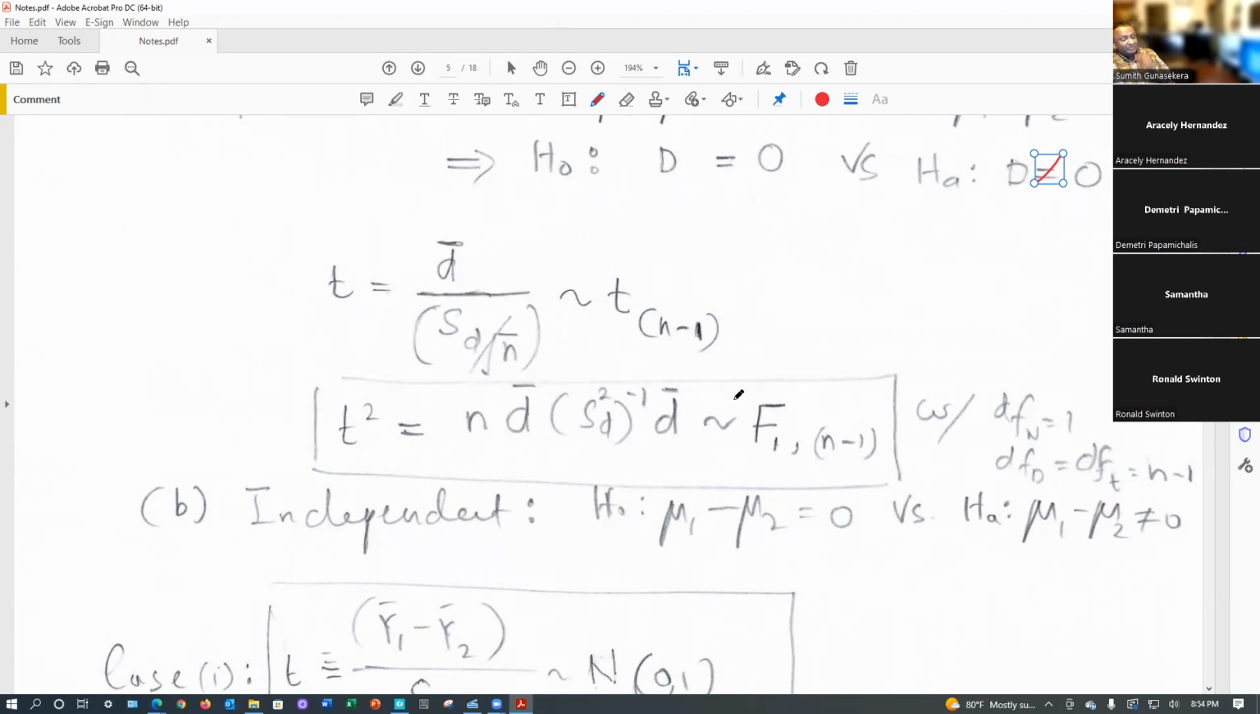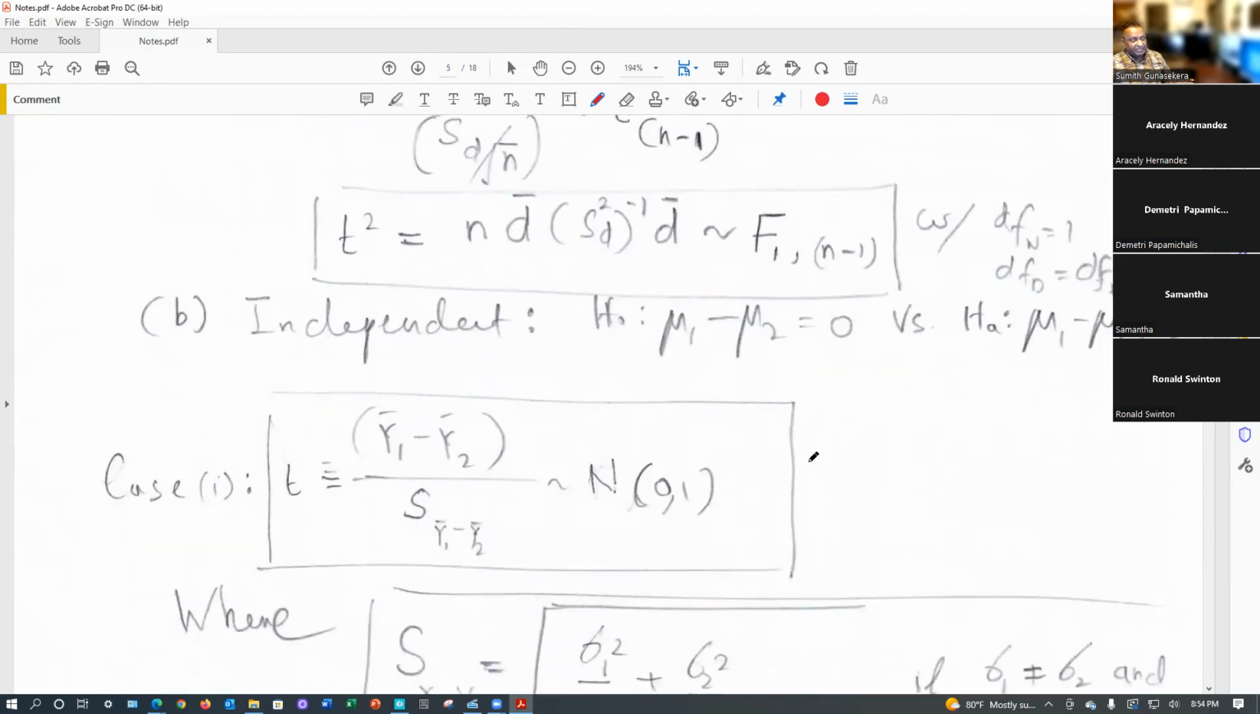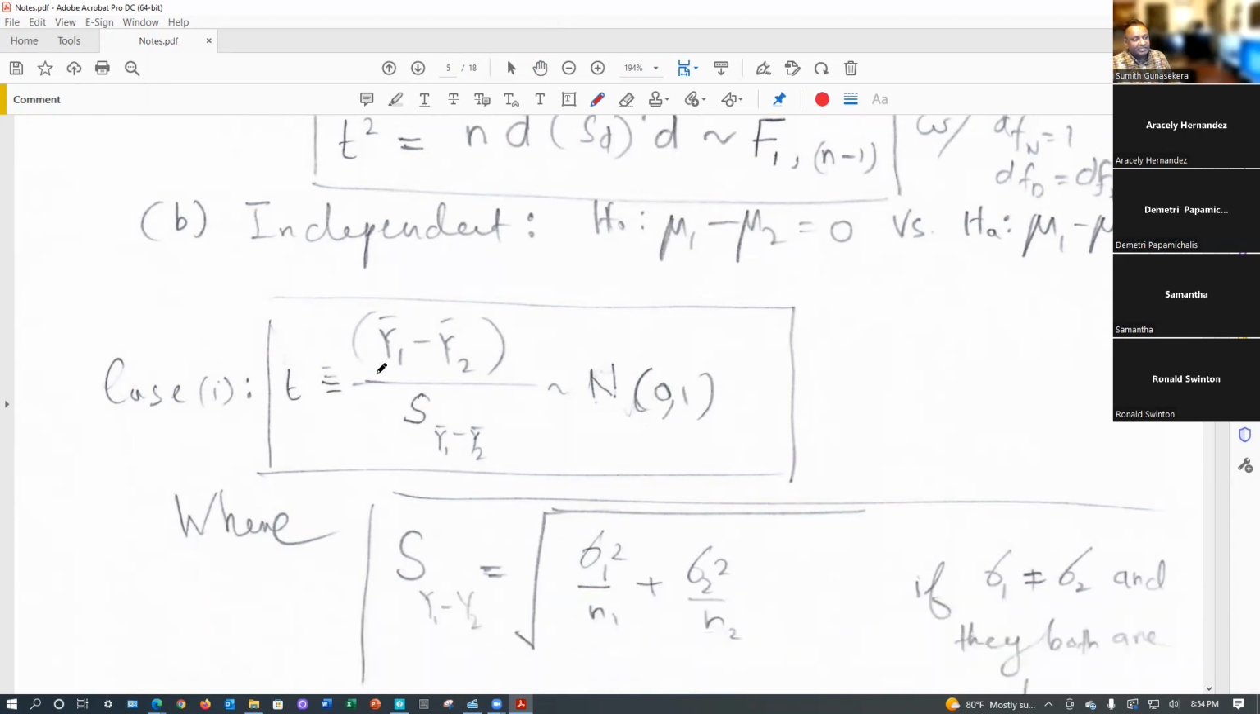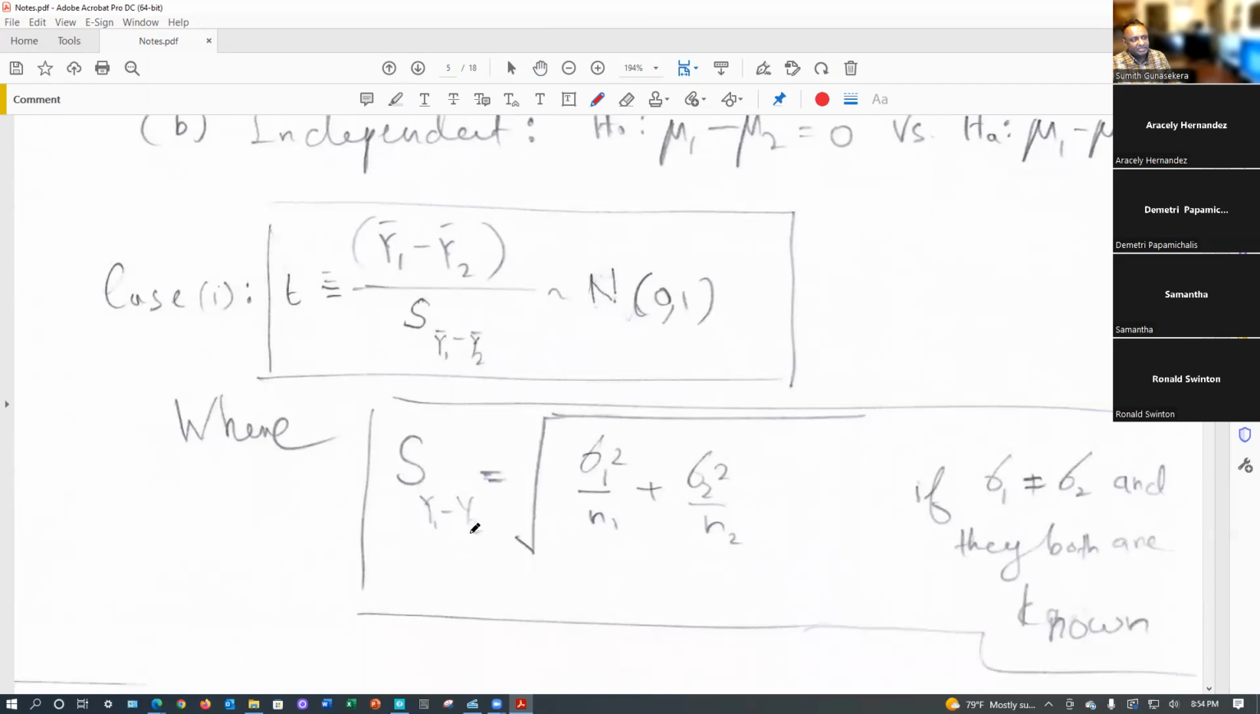If it is independent, we're not going to take the difference. We're going to keep it as it is in two groups, male, female, or two countries, two counties or something like that, where we compare and contrast. I'm going to divide this difference by its standard deviation. Standard deviation would be like this.